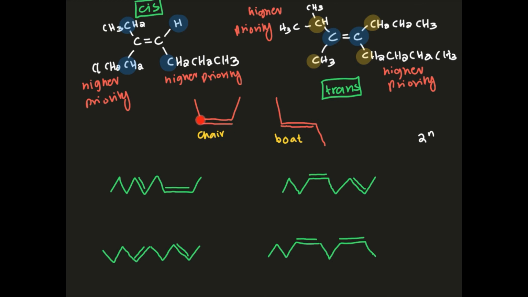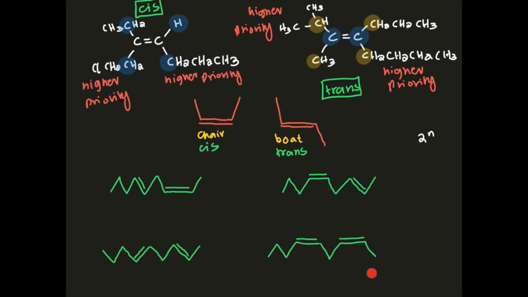So if they give you a skeletal formula in your examinations instead of drawing it all out for you, and it looks like this, which slightly resembles a chair, this is going to be cis. And if it looks like this, which slightly resembles a boat, this is going to be trans. Now let's take a look at a few examples.